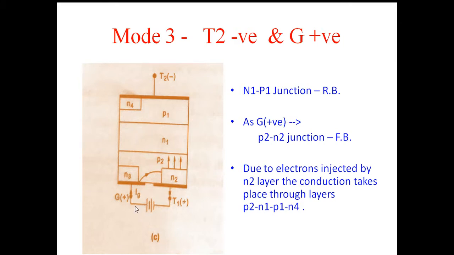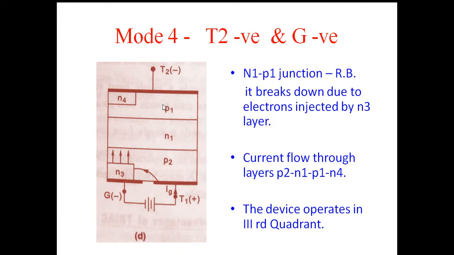As gate is positive, this P2 N2 junction will be forward biased. So this N2 layer will inject charge carriers. This will further move into the N1 region. At one stage, this junction will break down and the conduction will take place from P2, N1, P1, N4. So in this direction, the conduction will take place in mode 3. Now mode 4.